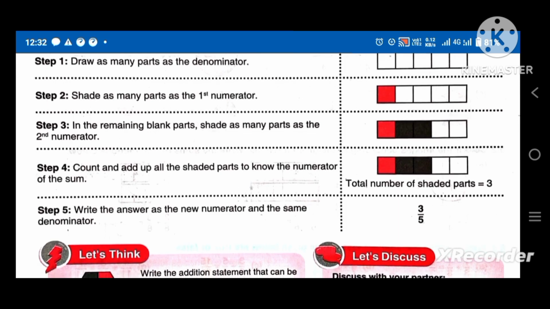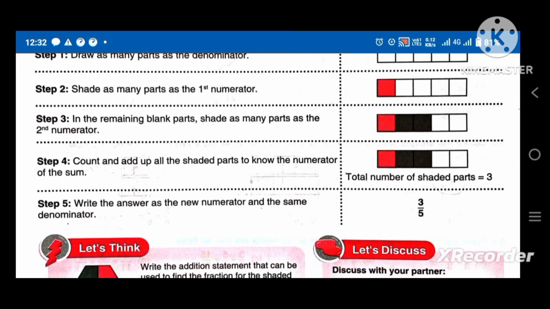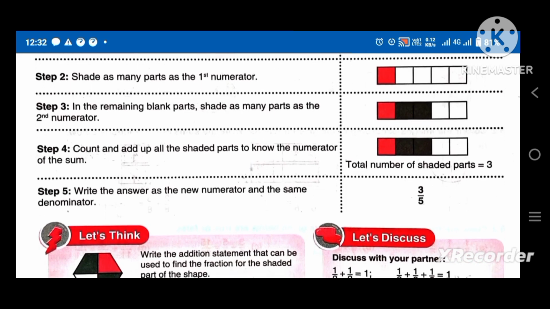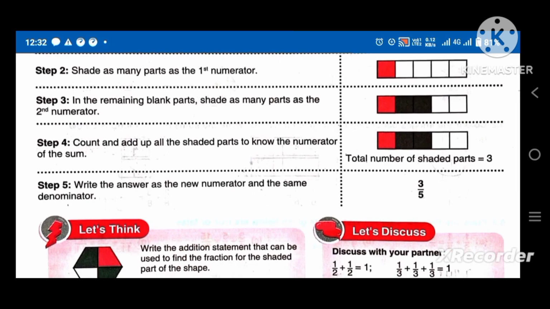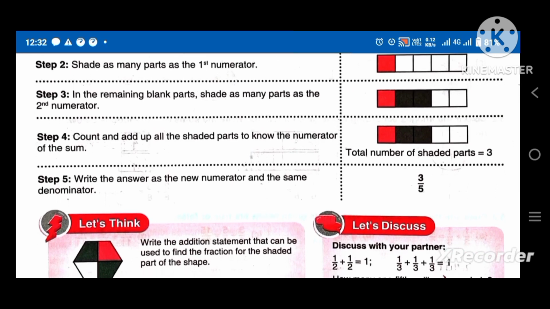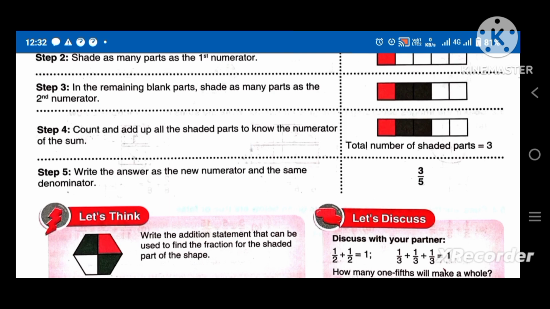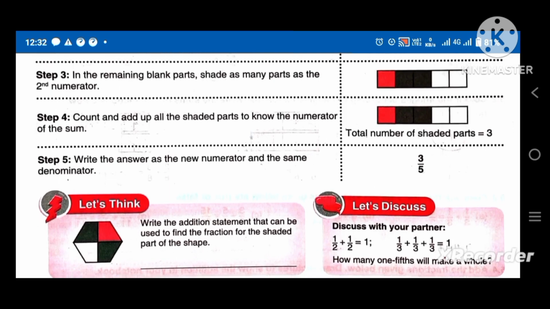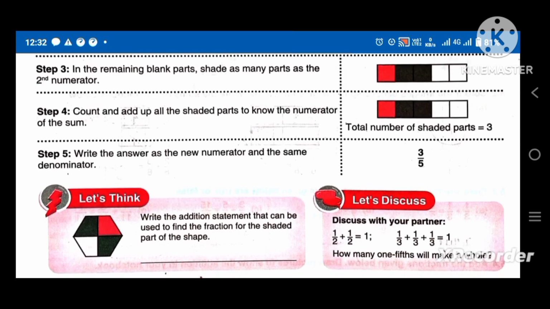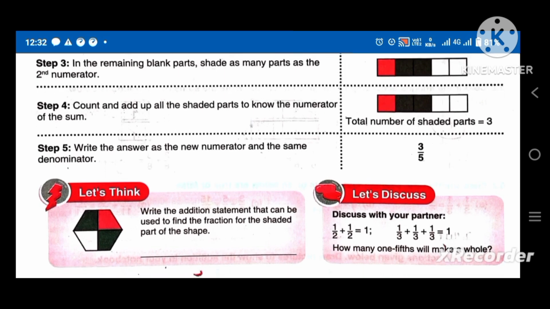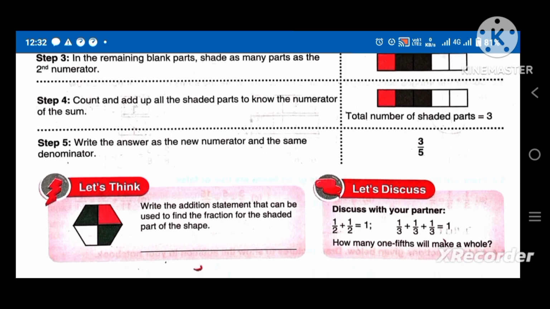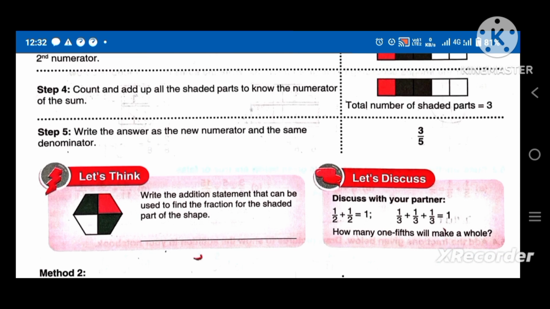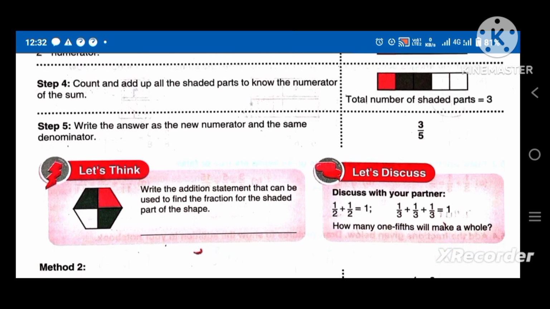Step 4. Count and add up all the shaded parts to know the numerator of the sum. Total number of shaded parts is 3. Step 5. Write the answer as the new numerator and the same denominator. That is 3 by 5. Answer is 3 by 5. Let's think. Write the addition statement that can be used to find the fraction for the shaded part of the shape. Let's discuss with your partner.